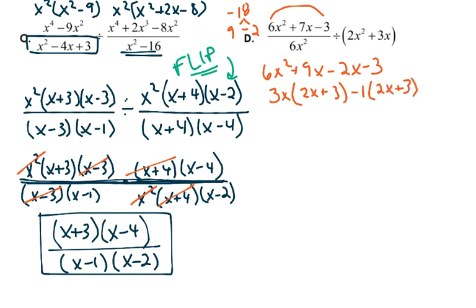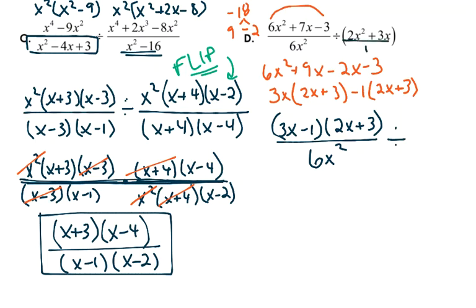So my numerator looks like this. I've got 3x minus 1, 2x plus 3. Denominator, there's nothing I can do with that, so I'm just going to leave it as 6x squared. Now, this is divided by, remember I can make anything into a fraction by putting it over 1. I can take out a GCF in the top. That GCF is just an x, and it leaves me with 2x plus 3 over 1.